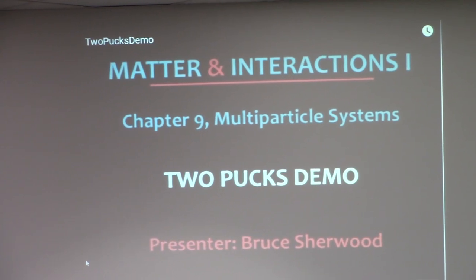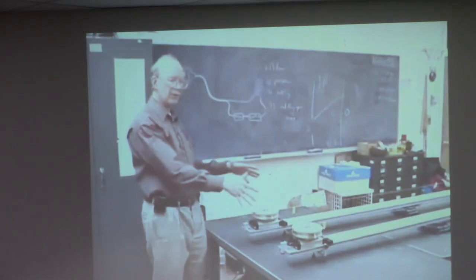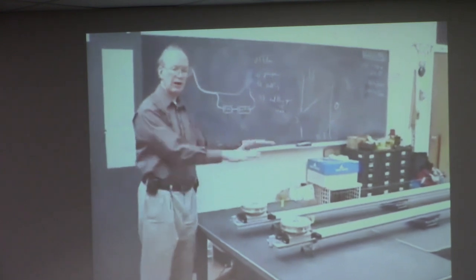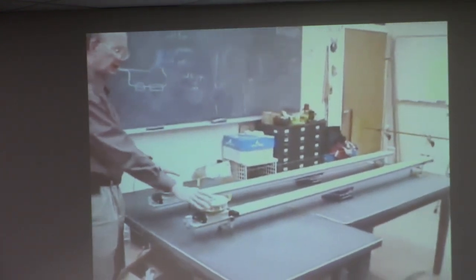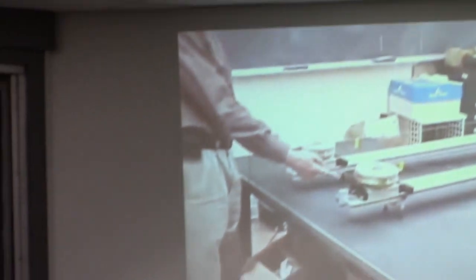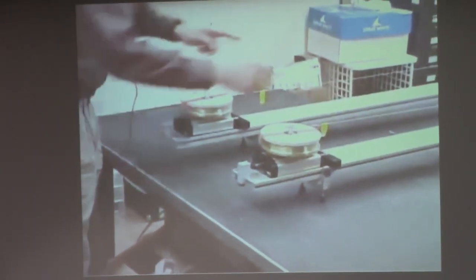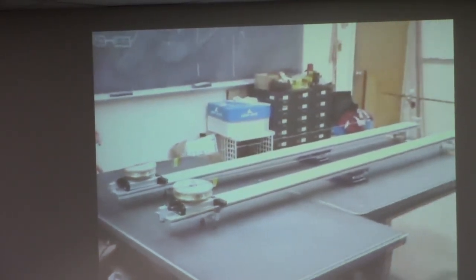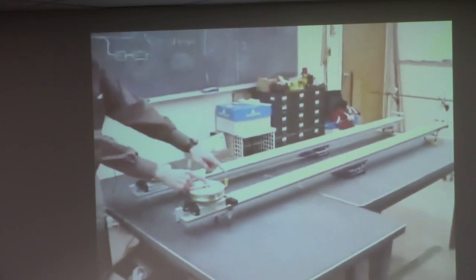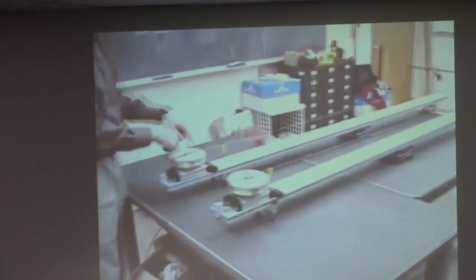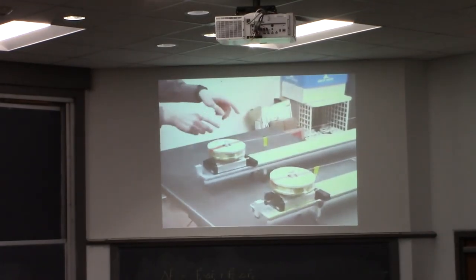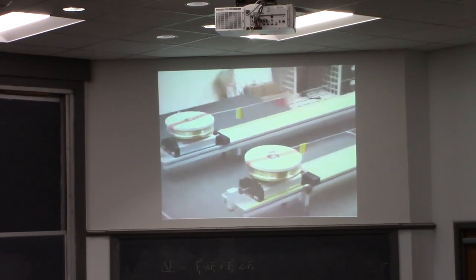We actually have a movie of the two puck situation. So let me see if I can find it. Here we have equipment that's sort of like two pucks sliding on ice. What we really have are two heavy pulleys riding on two carts that will roll on these long aluminum tracks. One of them we're going to pull from the center. One of them we're going to pull from the edge, with the string wrapped around it. I've got them locked here for the moment so they don't move.